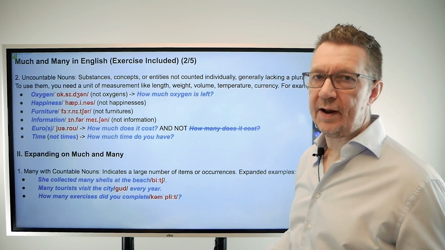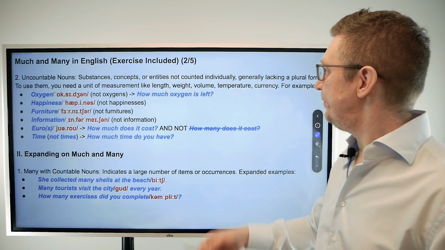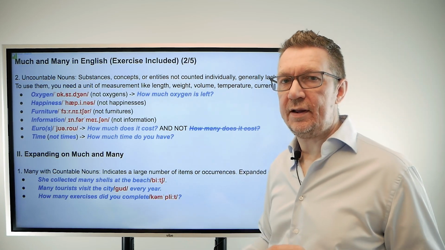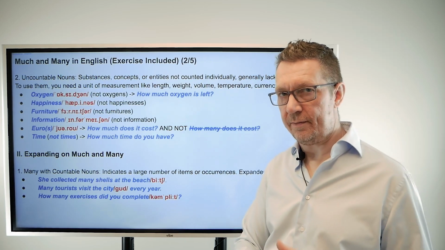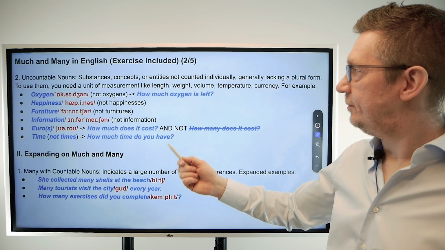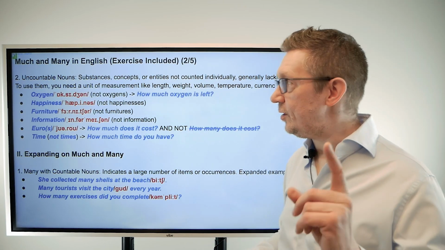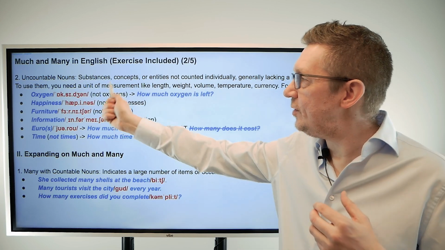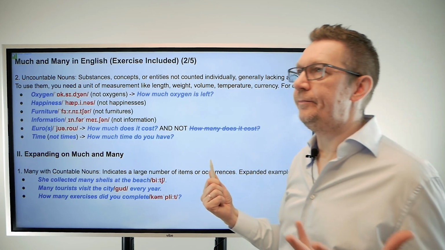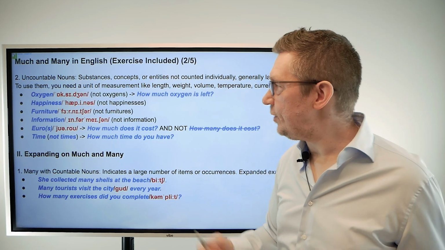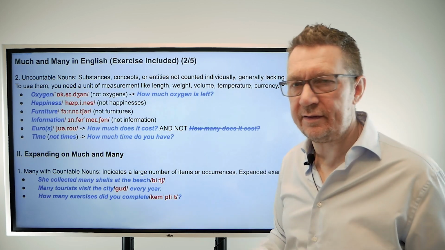Okay, so uncountable nouns are for things like substances, concepts, entities, not counted individually, okay? So it's something that you can't count individually and does not have a plural form, all right? Oxygen, how much oxygen is left? You can't say oxygens. You'll have to put in something else. You have to have a unit of measurement in order to make it, so to use them with many, you would have to say how many molecules of oxygen or something like this.